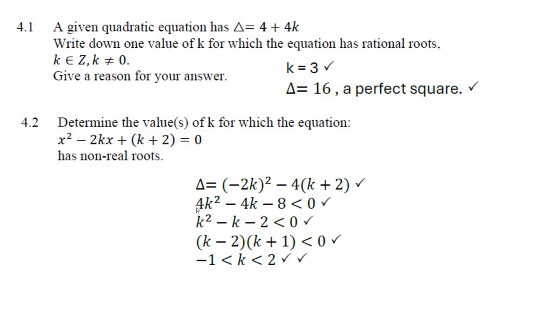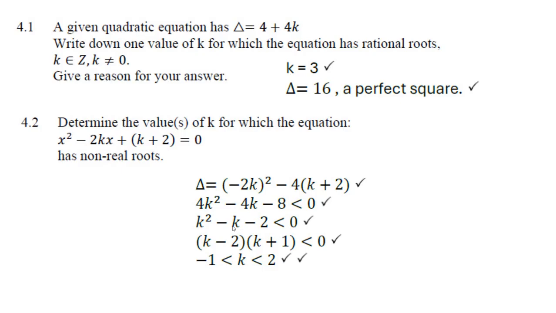Well, negative 2k squared is 4k squared. That's minus 4k minus 8. You can factor out that 4 or divide both sides by 4. You get k squared minus k minus 2. You can factor that. You get k minus 2 times k plus 1, because minus 2 times 1 is minus 2, and minus 2k and plus 1k gives you minus k.